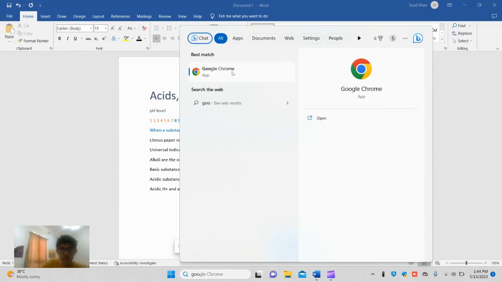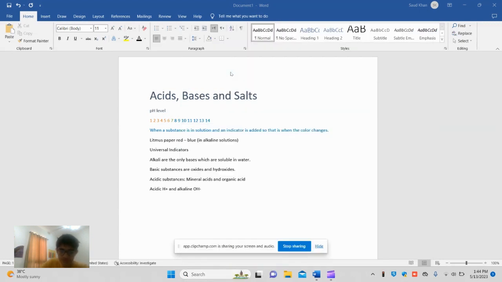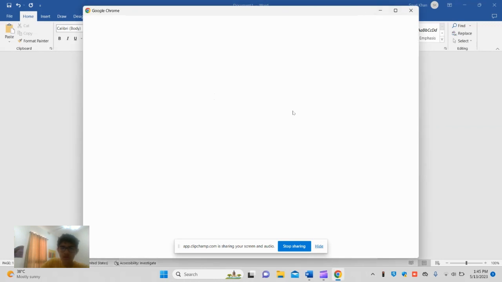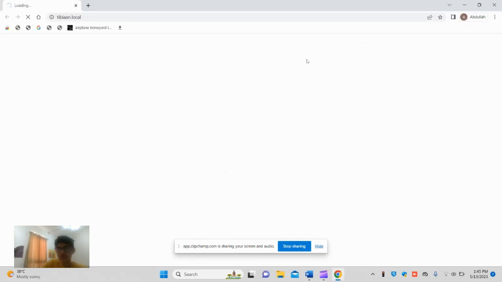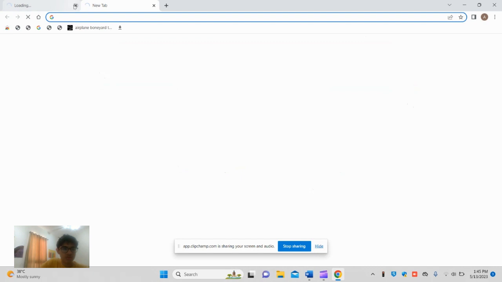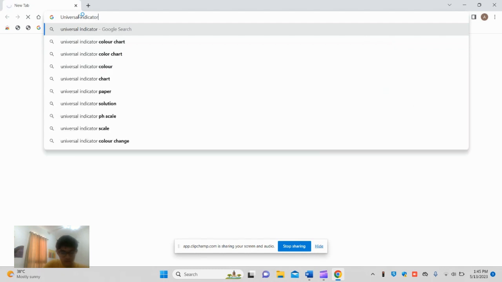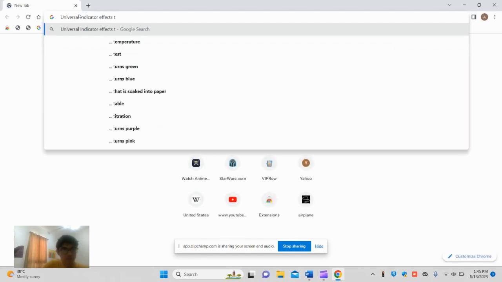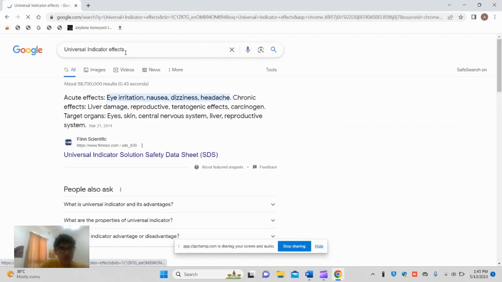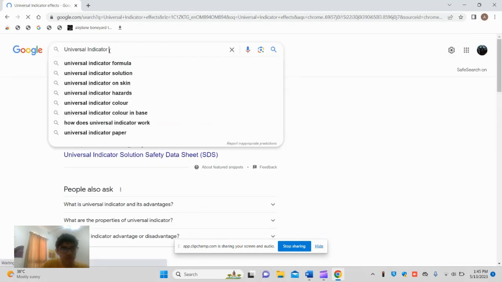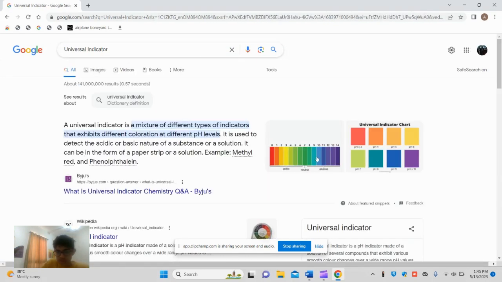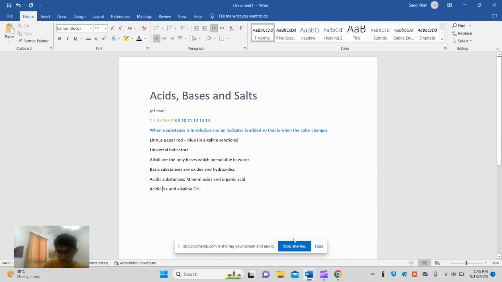I'll just open Google Chrome and show you the universal indicator. It's really, really good, you guys. Let's just check the universal indicator. As you can see, these are the color differences. Interesting, isn't it? It's actually a mixture of dyes, so that's why.